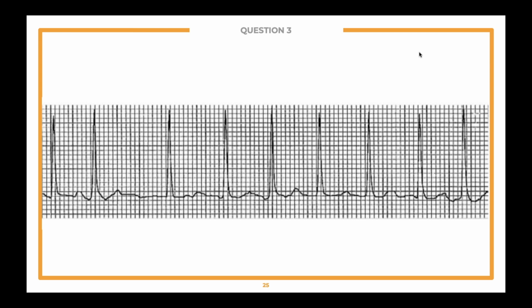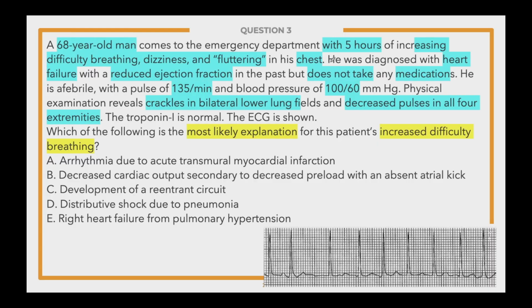So we'll move on to the next slide, and don't worry, that EKG will still be there in the corner. We'll take a look at those answer choices. Once again, we're going to start at the bottom and work our way up to the top. E, right heart failure from pulmonary hypertension. D, distributive shock due to pneumonia. C, development of a reentrant circuit. B, decreased cardiac output secondary to decreased preload with an absent atrial kick. And A, arrhythmia due to acute transmural myocardial infarction.